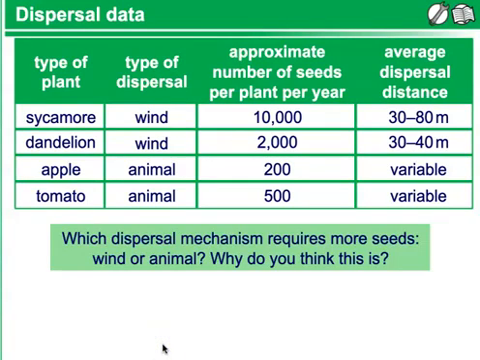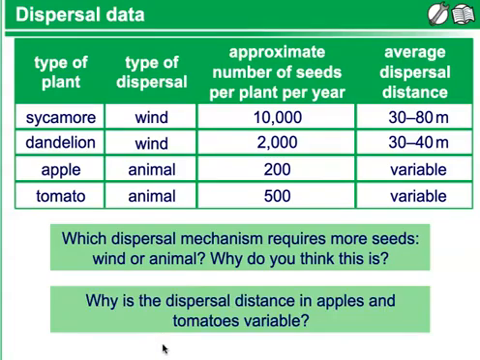Which dispersal mechanism requires more seeds, wind or animal? And why do you think that might be? Why is the dispersal distance in apples and tomatoes variable? Consider a practical investigation that you might carry out. You could choose a variety of different plants and count how many seeds are present in each. You could use the information to analyze whether wind or insect dispersed plants produce more seeds.